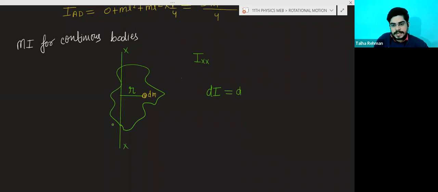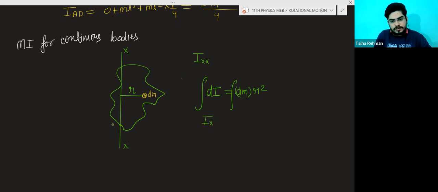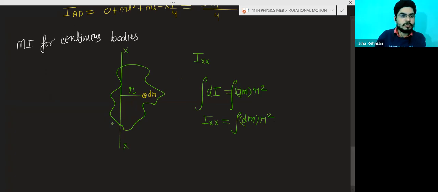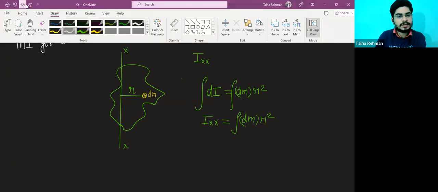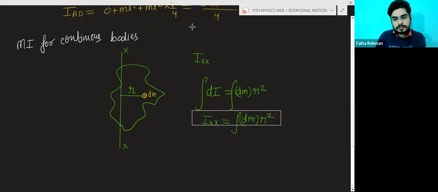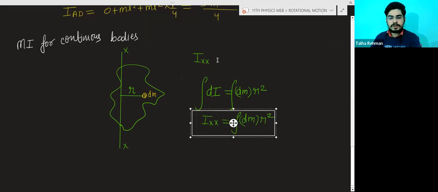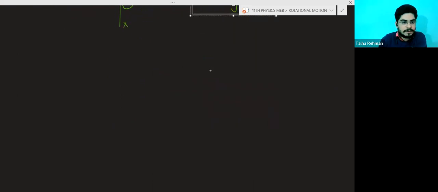That will be equal to dm, the mass, into r square, and we will integrate both sides, because integration is just a summation. dI is the moment of inertia about this axis, and if you are able to do this integration of dm into r square, then you can easily find the moment of inertia, and we will see how we can find that. So this is the one thing. Now practically, how we will find it with the help of this formula.